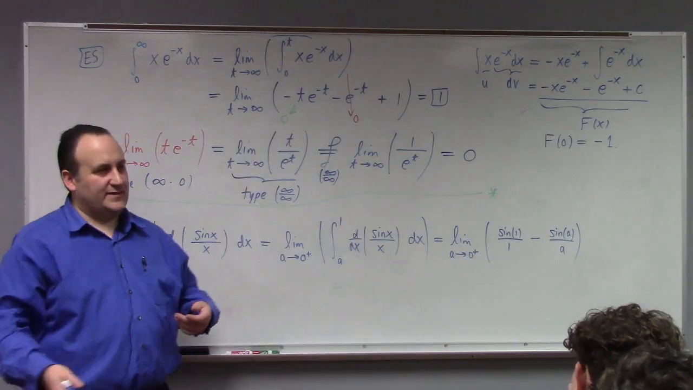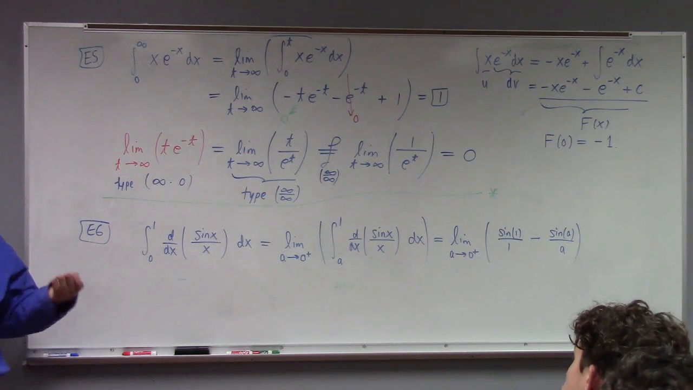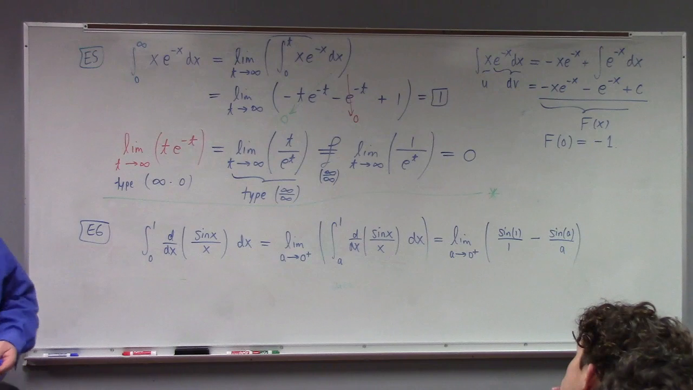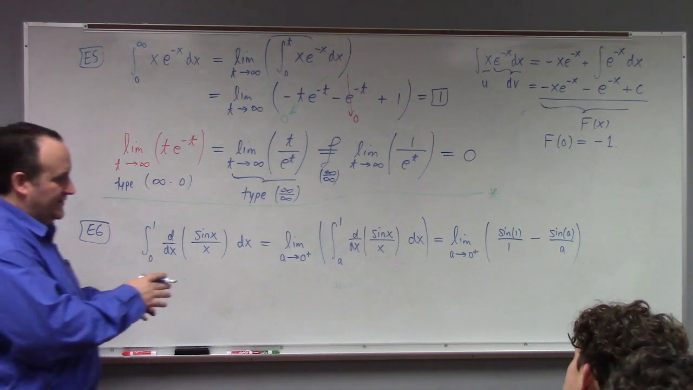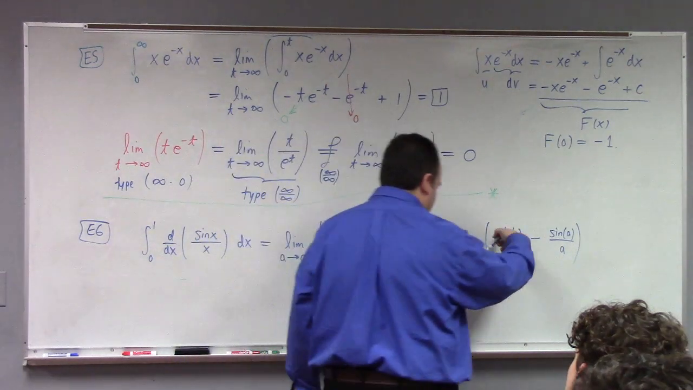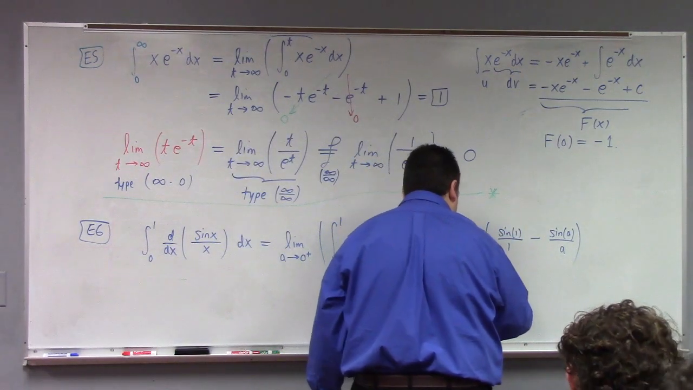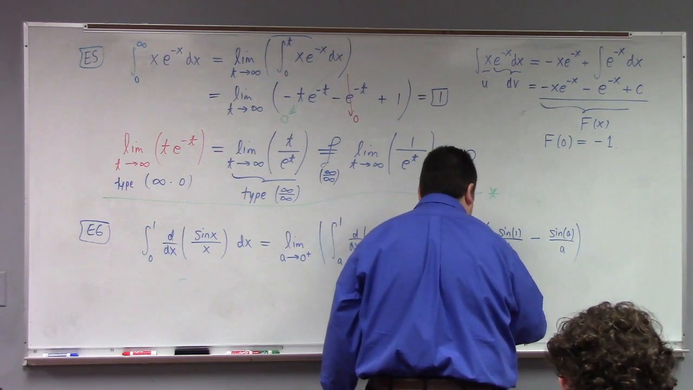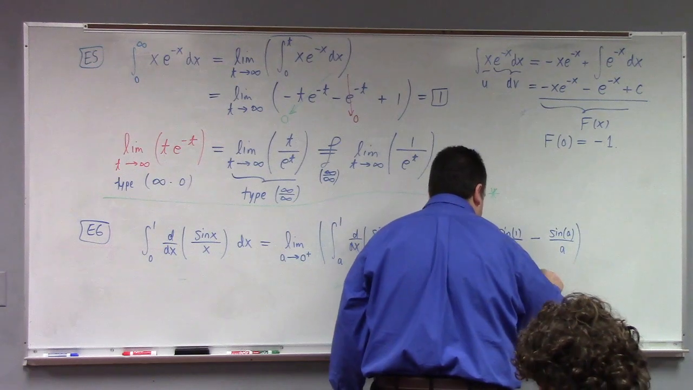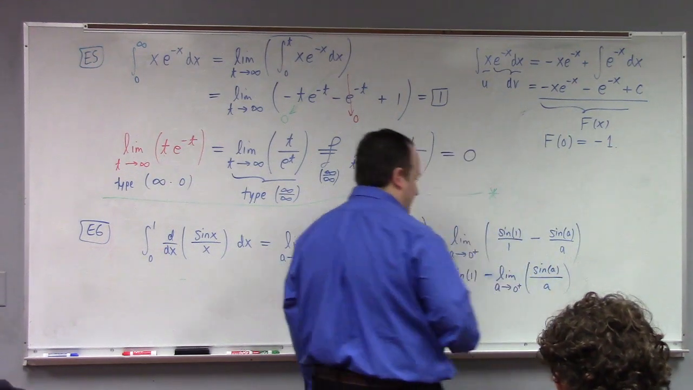I just wanted us to look at the limit of sine a over a. Maybe I should have just said that separately, that would have been less weird. My point is this: sine of 1 over 1 is whatever it is, it's a number. So we get sine of 1 minus the limit as a goes to 0 from the right of sine a over a. Now that's the other case where L'Hopital's rule is relevant.